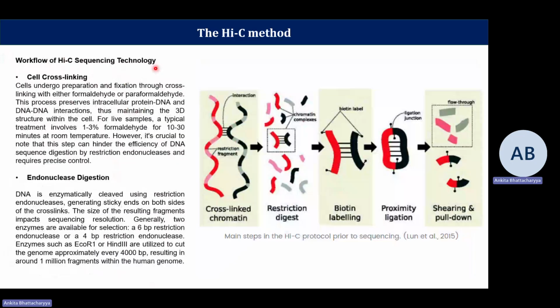undergo proximity ligation, and the two types of enzymes which are selected usually are such that one is a six base pair recognition motif specific enzyme, the other one is a four base pair, and so on and so forth.